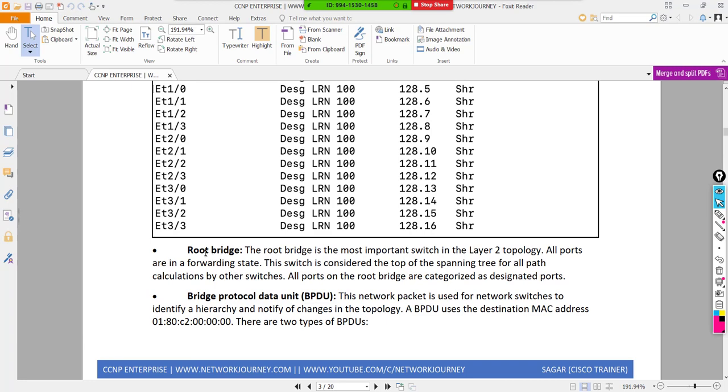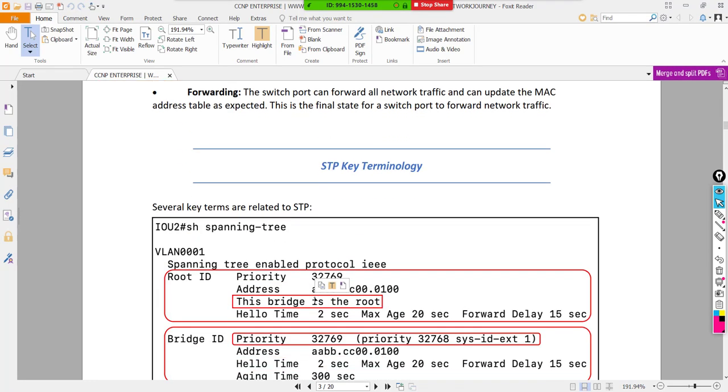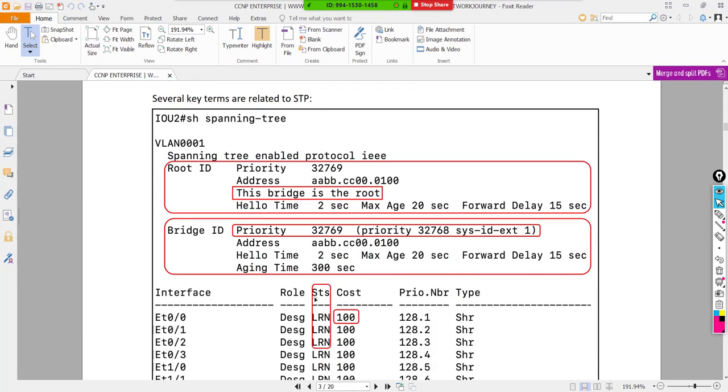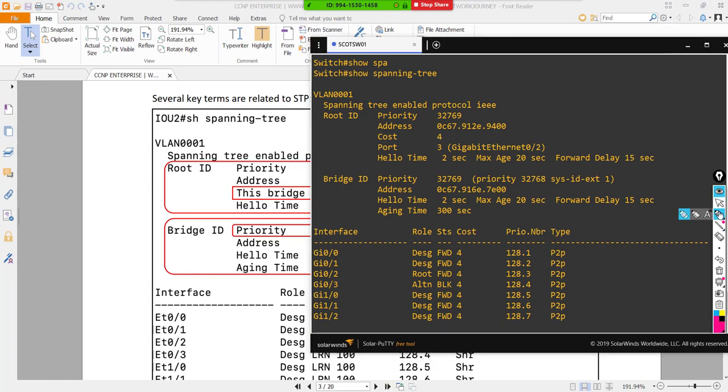Okay. Everything has been detailed, so that even after the class you can go back and go through this. So let me tell you what these are. Spanning tree enabled for VLAN 1. It's IEEE standard 802.1D, which is what is shown here.